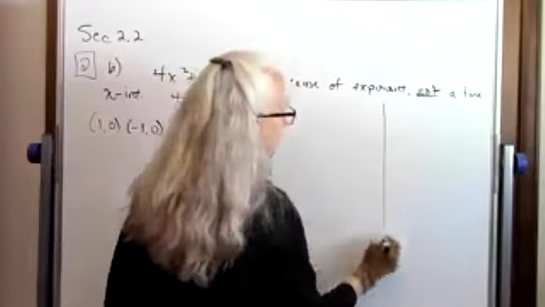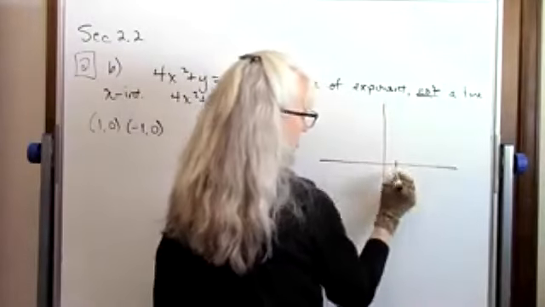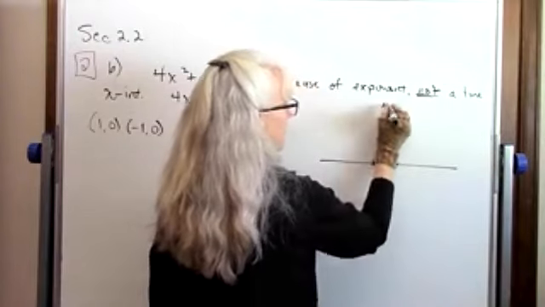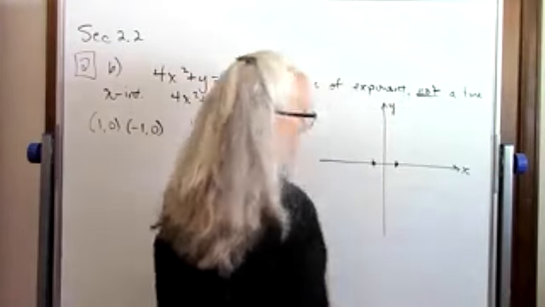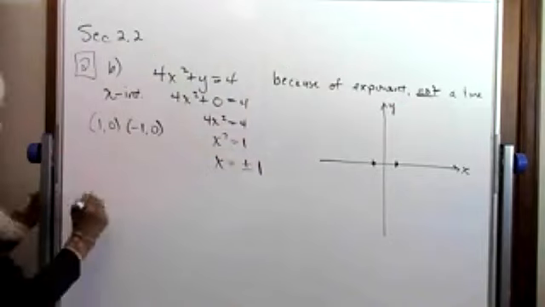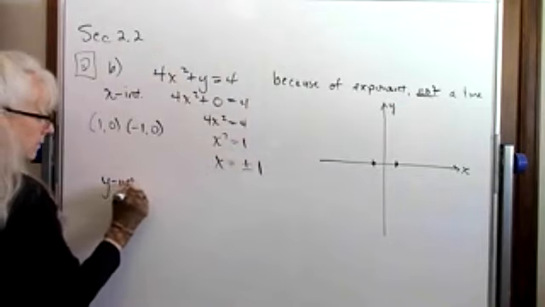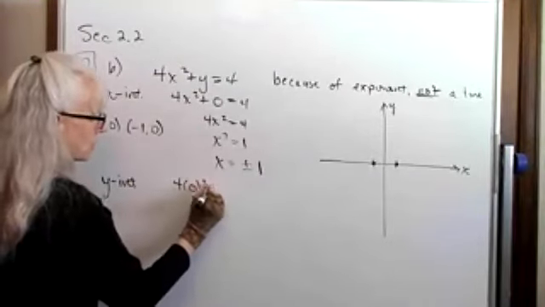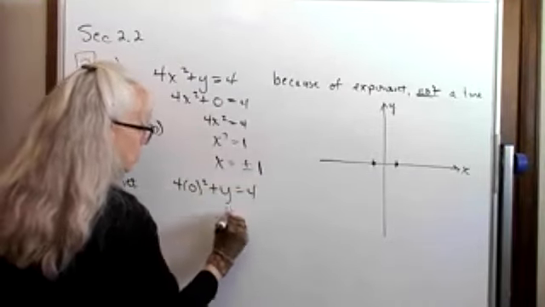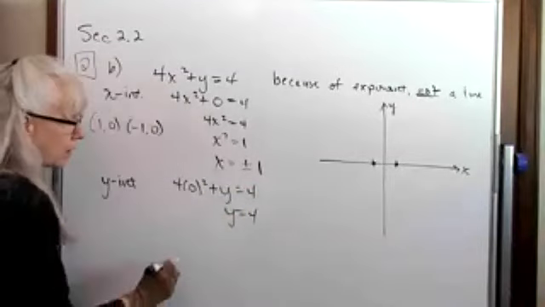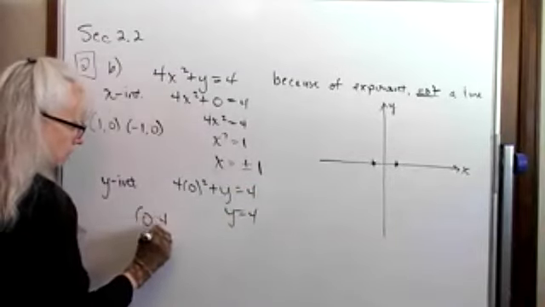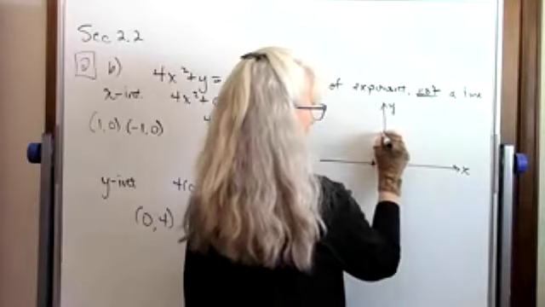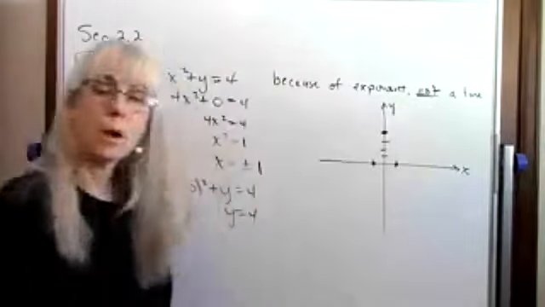So right now, we start graphing. We have a point over here, and we have a point here. Let's go find our y-intercept. So to find the y-intercept, you replace x with 0. So we have 4 times 0 squared plus y is equal to 4. That's just going to give you y equals 4, which gives me the point 0, 4. Now, if you want, you can plot a couple more points.